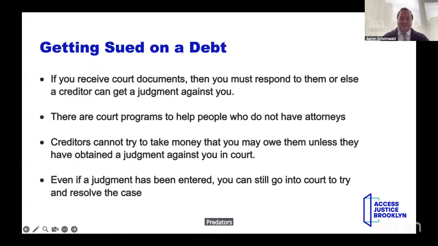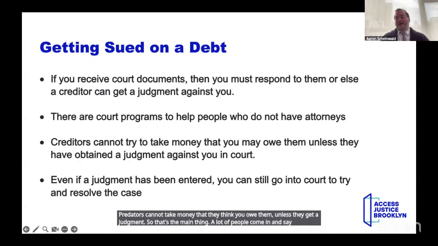Creditors cannot take money that they think you owe them unless they get a judgment. So that's the main thing. A lot of people come in and say, I have money restrained on my bank account, but I never had a court case. In New York, at least, if there's a New York judgment, that is not going to be true. You're going to have a judgment against you. You don't necessarily know about that judgment. You may have a great argument for vacating that judgment and dismissing the case and never owing that creditor a penny, but there will have been a court proceeding of some kind that you, again, may not have been aware of, and there was a judgment that has been obtained.